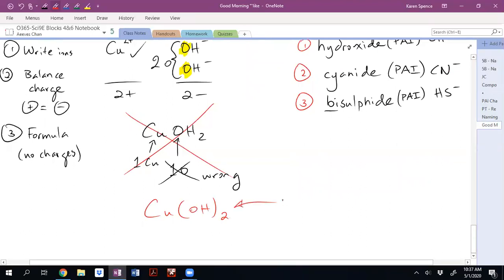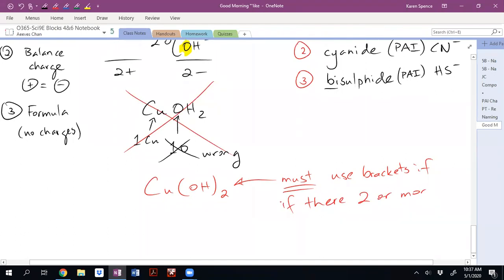So you must use brackets if there are two or more of a polyatomic ion.